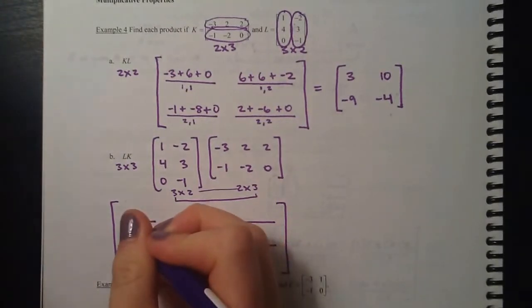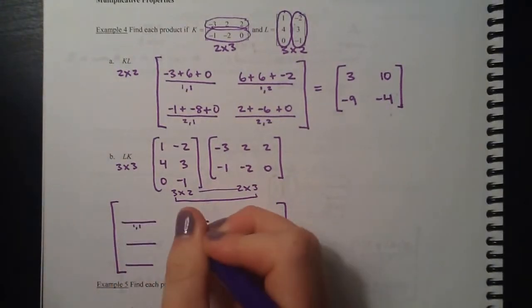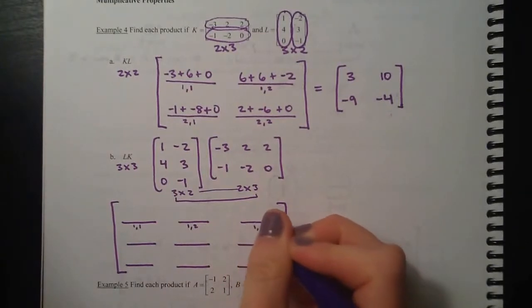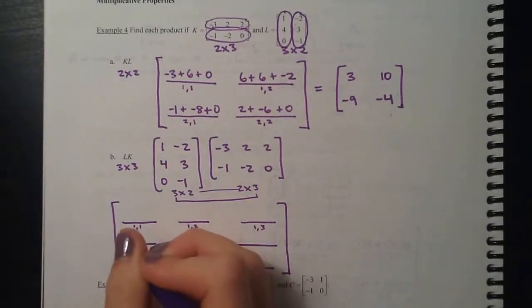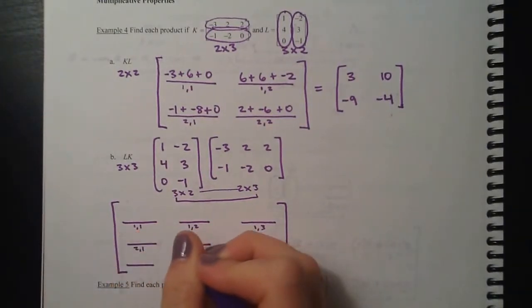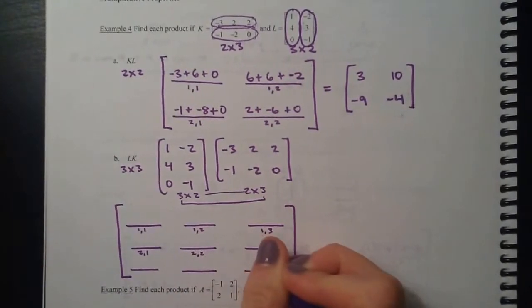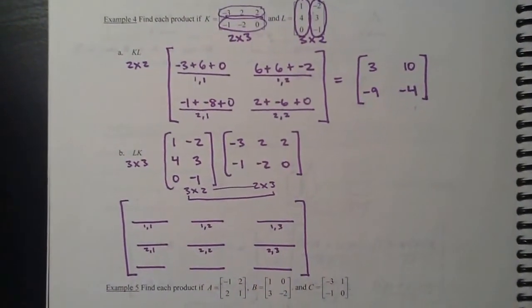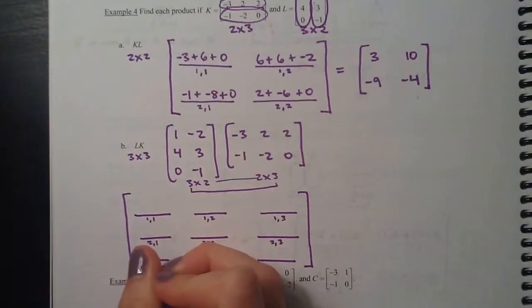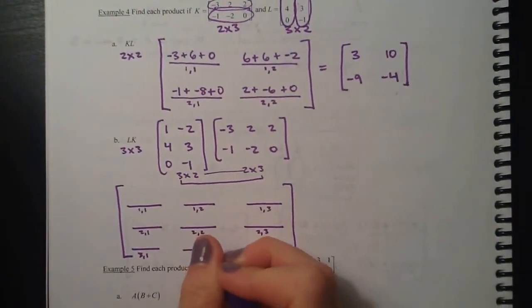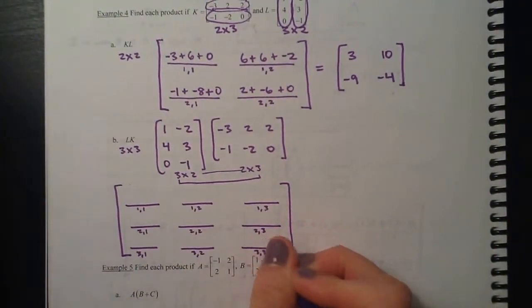So here we have row 1, column 1. This is 1,2, 1,3. Then we move down to row 2. So this is row 2, column 1, 2,2, 2,3. And then finally we're in row 3, column 1, 3,2, 3,3.